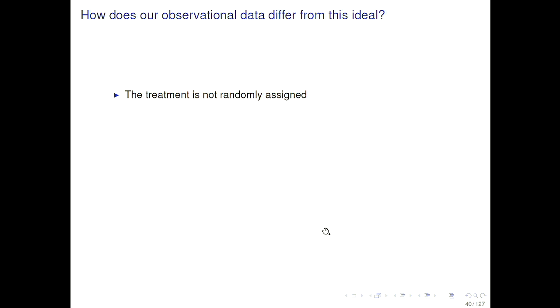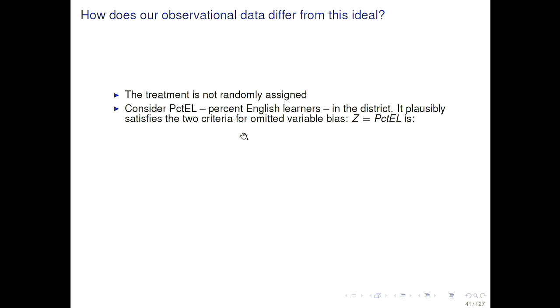But in economic data analysis, we are going to have observational data instead of data from an experiment. The treatment is not randomly assigned. So in this case, think about the percentage of English learners in a district. Plausibly, this satisfies the two criteria for omitted variable bias. When we define Z as the percentage of English learners, then the percentage of English learners will partially determine the test score. So this is part of the prediction error. And as we have discussed, this variable, the percentage of English learners, must be correlated with our regressor. In this case, that is the student-teacher ratio.